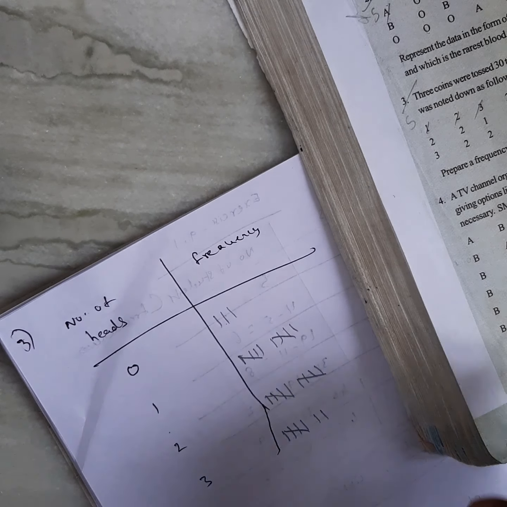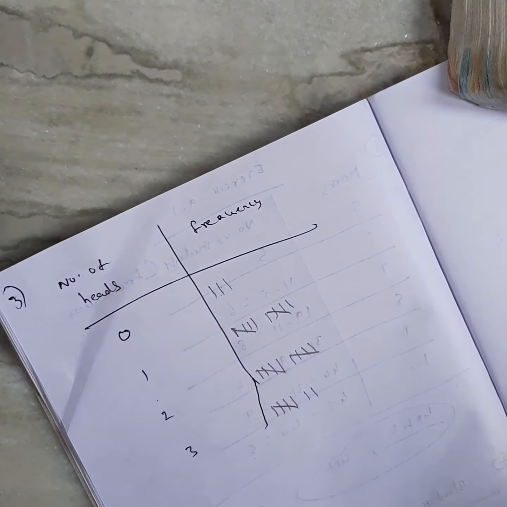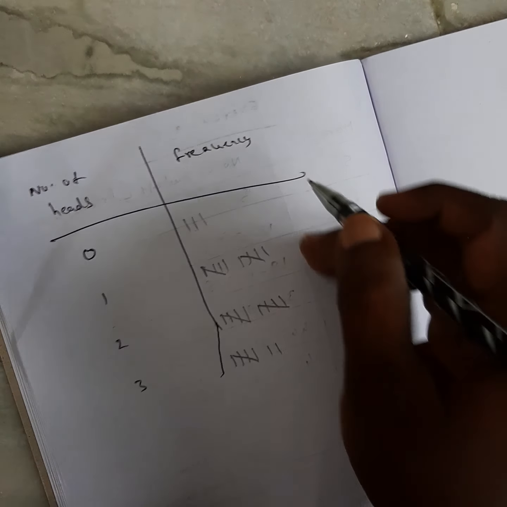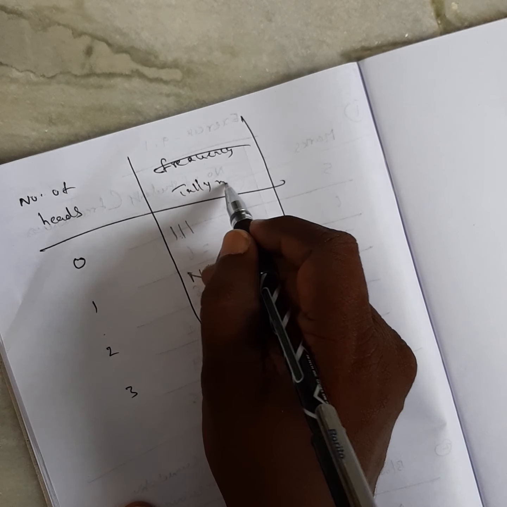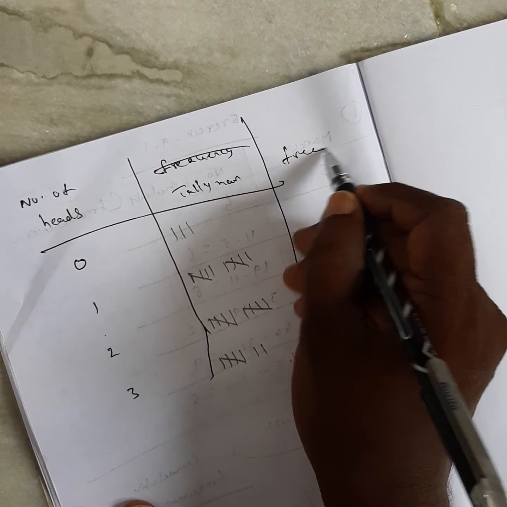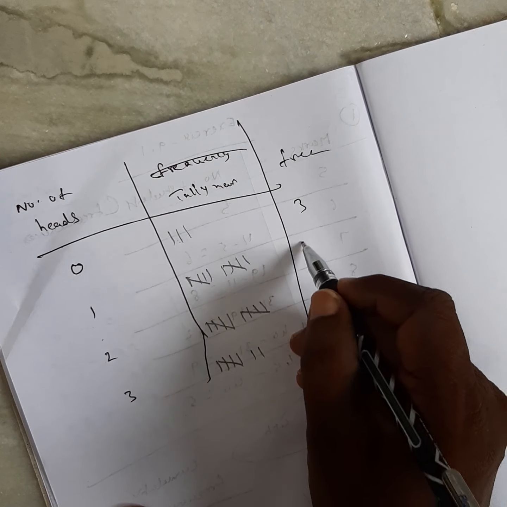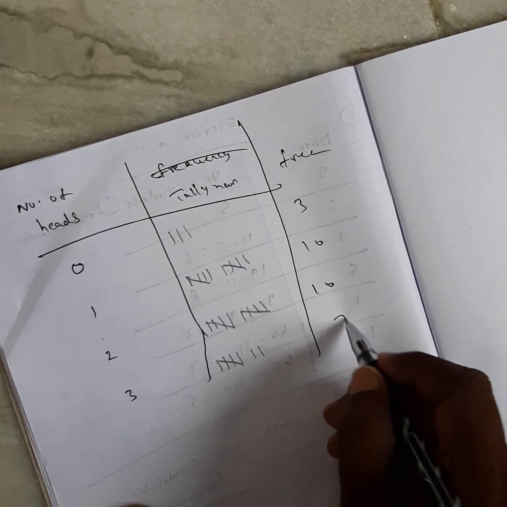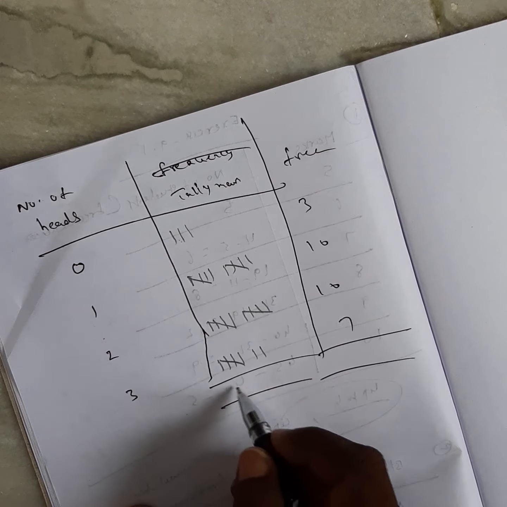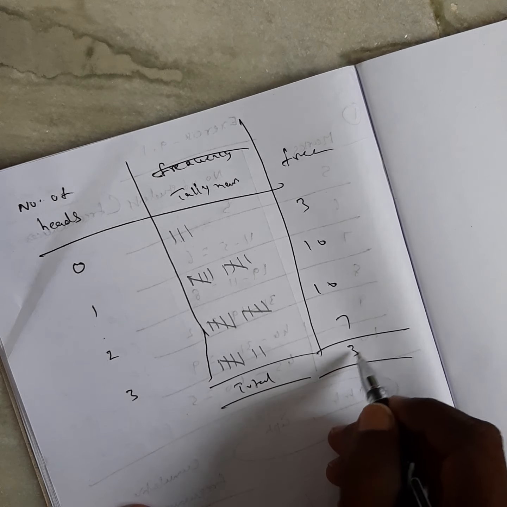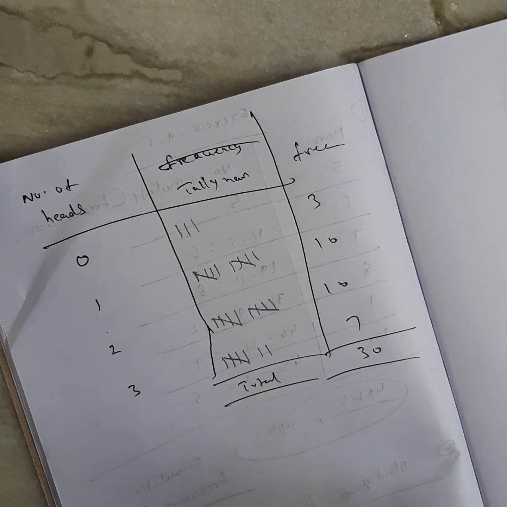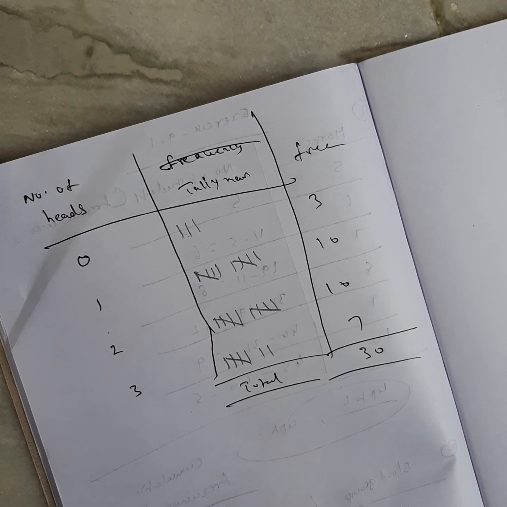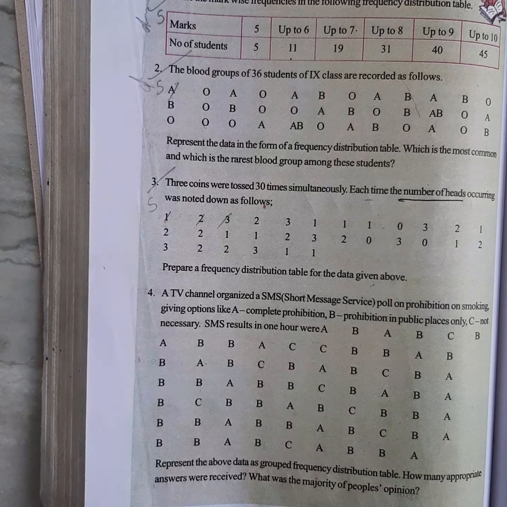So children, complete tally marks carefully. After completing tally marks, you have to count the tally marks. After tally marks you have to write frequency. So what is frequency? 3, 10, 10, 7. If you add the total you will get 30. So this is how to prepare a frequency distribution table. Like that, question number 4 also you have to do.